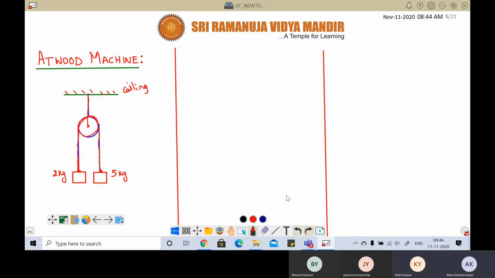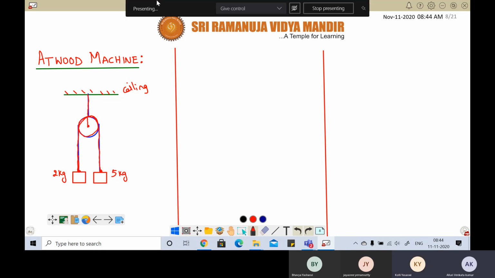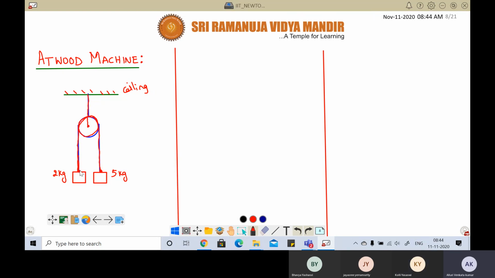Sir, can you repeat the question once again? I have not understood. There are two blocks, 2 kg and 5 kg, connected to this string. There is a string here like this, passing over the pulley. One string. Initially I am holding these two blocks at the same level like this. Now I released my hand. What will happen?